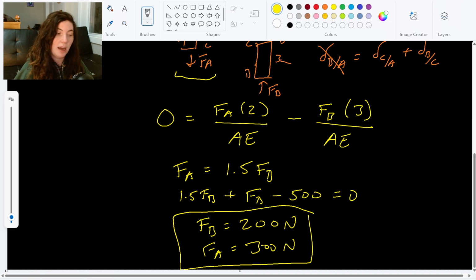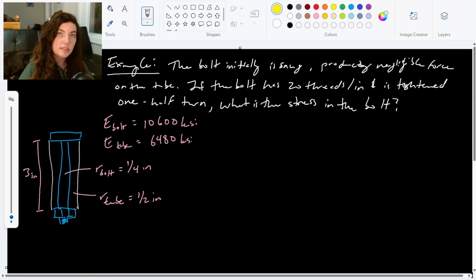I personally like the compatibility method, so I'll do another example of how we might use this, maybe a little bit more complicated so you can see this in action. In this example, we have a bolt inside of a tube that's initially sitting snug inside the tube. So it's not producing any force yet. It's tightened as tight as it can without really producing any force. But then we're going to turn it 1/2 turn, and we want to find out what the stress is in the bolt when we tighten it that 1/2 turn.